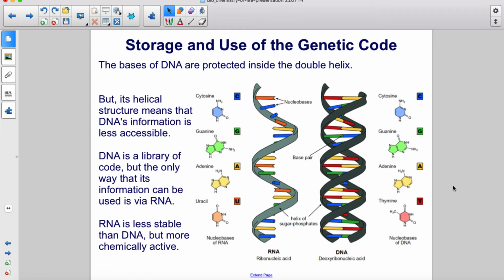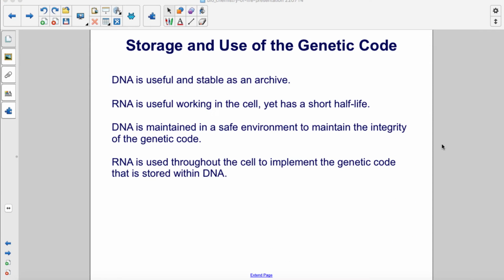The bases of DNA are protected inside the double helix, but its helical structure means that DNA's information is less accessible. DNA is a library of code, but the only way that its information can be used is via RNA. RNA is less stable than DNA, but more chemically active. DNA is useful and stable as an archive. RNA is useful working in the cell, yet has a short half-life. DNA is maintained in a safe environment to maintain the integrity of the genetic code. RNA is used throughout the cell to implement the genetic code that is stored within DNA.